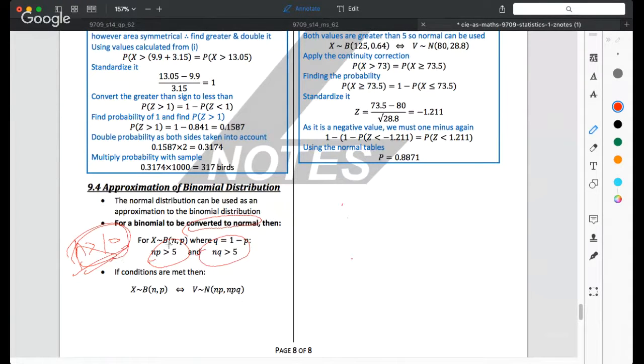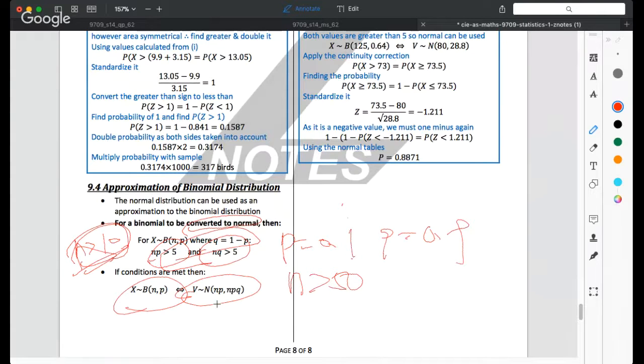However, in some cases, for example, if P is 0.1 and Q is 0.9, in order for these two to both hold true, N has to be greater than or equal to 50. So it really depends on P and Q. And if the conditions are met, then the binomial distribution is approximately equivalent to the normal distribution.